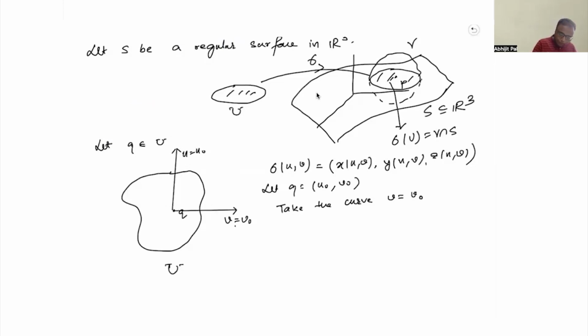Okay, so any point here will be (u, b naught), where u is varying, and any point here is (u naught, b), where b is varying. Okay, all right.